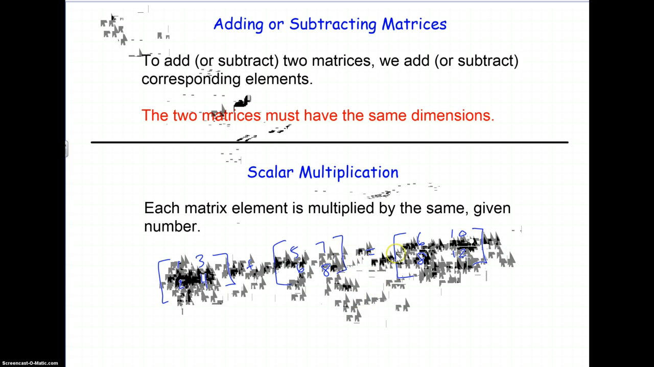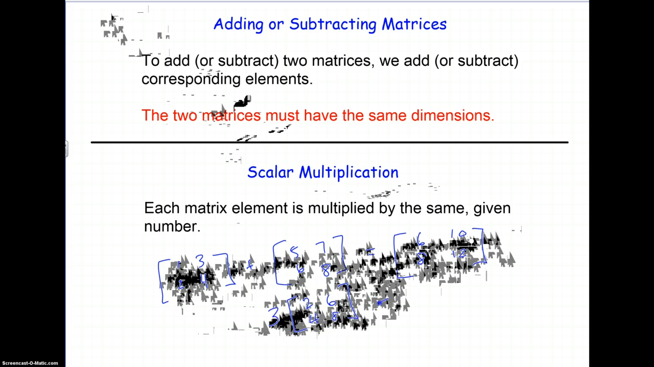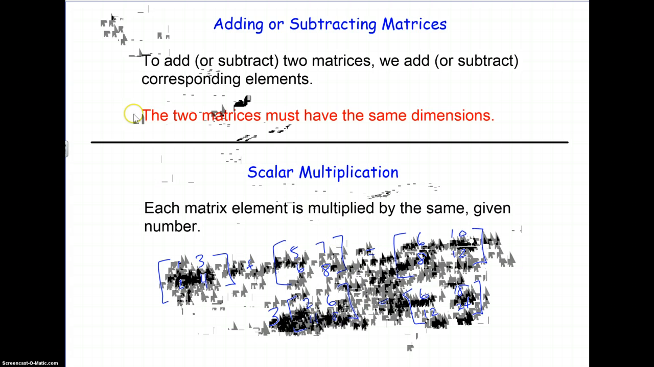Okay, subtraction works the same way. I just subtract the corresponding elements. And scalar multiplication, if I were to multiply a scalar times a matrix, all I do is multiply each of the elements. So 3 times 2, 6, 3 times 4, and so on. Okay, so there's addition, subtraction for that matter, and scalar multiplication with matrices.